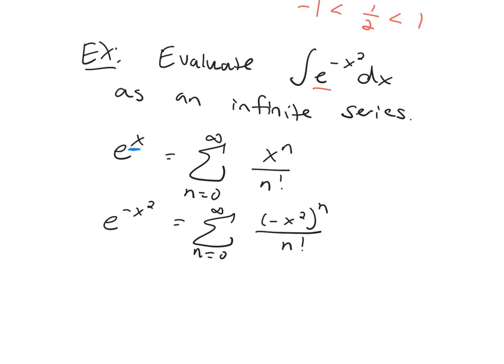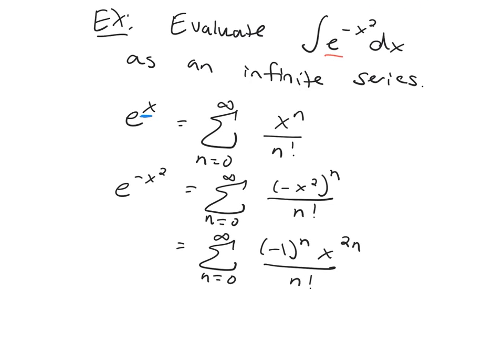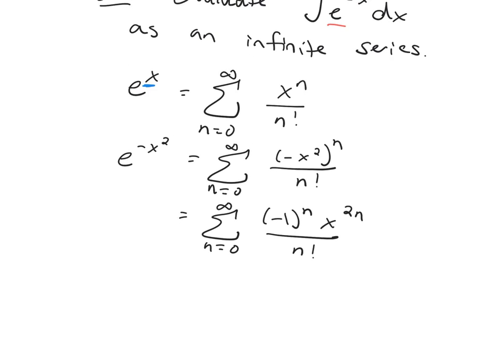And then I am going to need to integrate, so I'm going to separate out the minus sign. I'm going to write this as negative 1 to the n, x to the 2n over n factorial. And now we have our Maclaurin series for e to the negative x squared. And I wanted to integrate this, so I just need to integrate this series here.